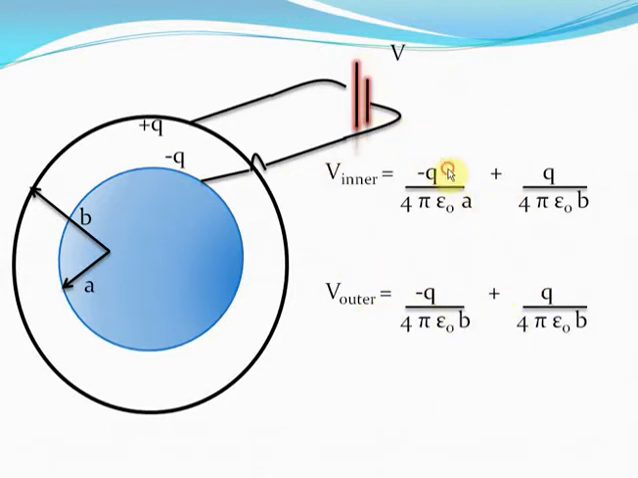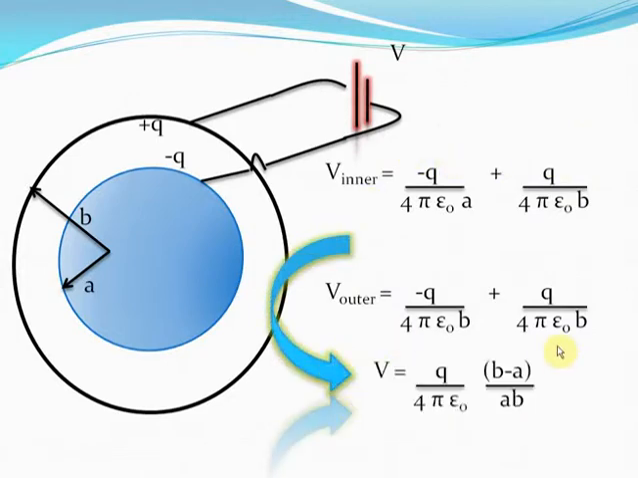So the net electric potential difference between the inner and outer shell in case of a spherical capacitor connected to a battery will be Q by 4 pi epsilon naught into B minus A by AB. This will always be true even if you reverse the terminals of the battery. Understood? You must remember this expression, for use in objective type questions.